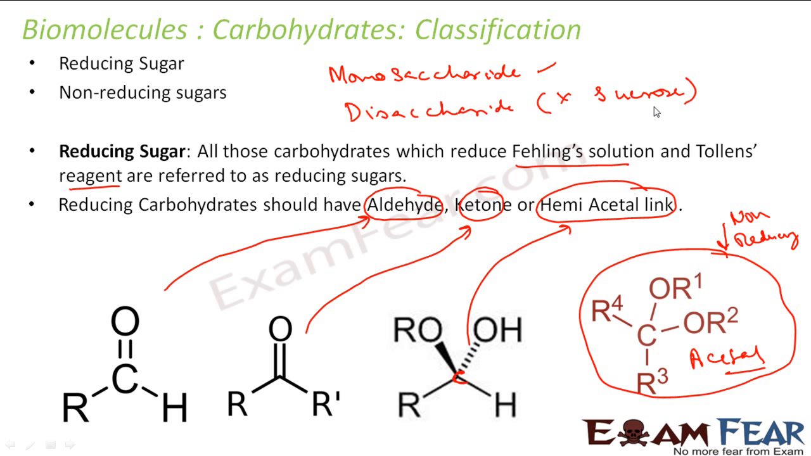One is called reducing sugars, the other is called non-reducing sugars. The reducing sugars are the ones which have a free aldehyde, ketone or hemiacetal link. Please remember this: aldehyde, ketone or hemiacetal link. Let me add this word free. It has to be free, then it will be a reducing sugar. If it doesn't have it, it will be a non-reducing sugar. We'll show you these things in detail in the next few slides.